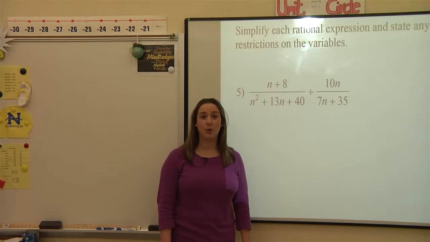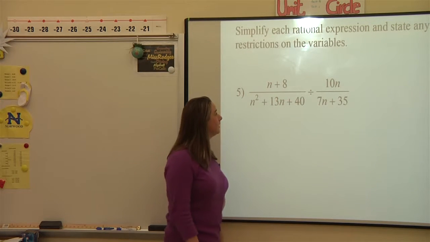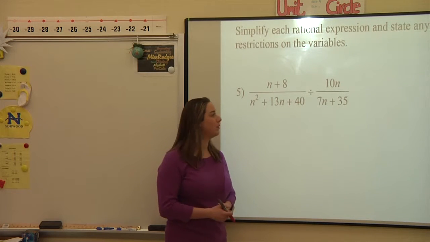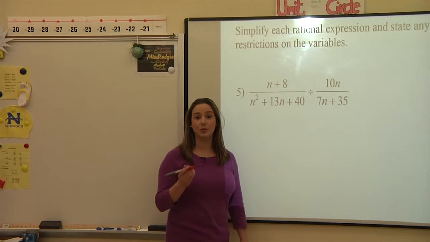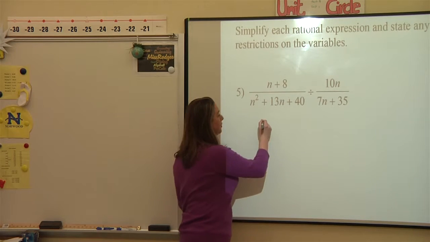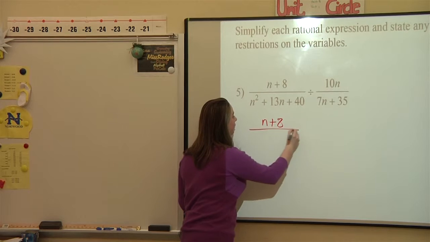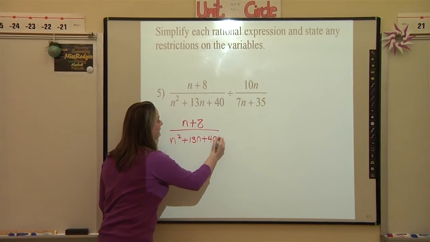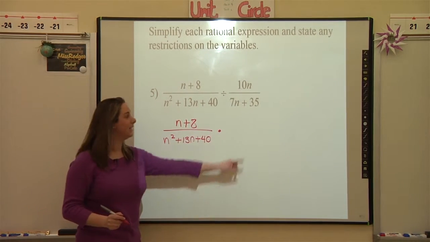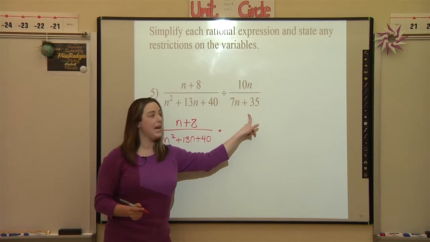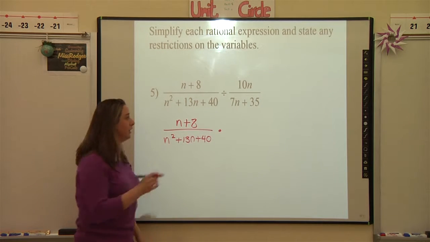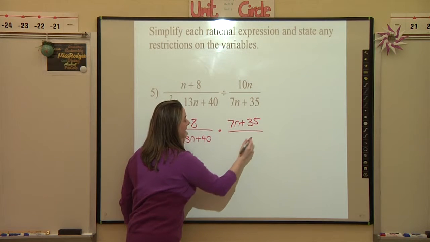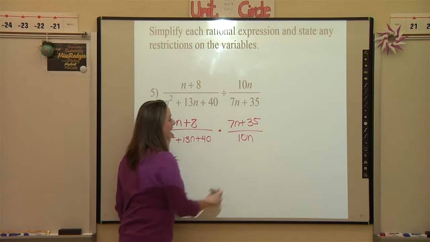Let's take a look at a problem where we're dividing two rational expressions. So if I'm thinking about dividing fractions, what I would do is make this into a multiplication problem. The way that I would do that is I would take my first fraction and keep it the same. And the way that I make it a multiplication problem is I take this second ratio and I multiply by the reciprocal. So the reciprocal is going to be 7n plus 35 all over 10n.